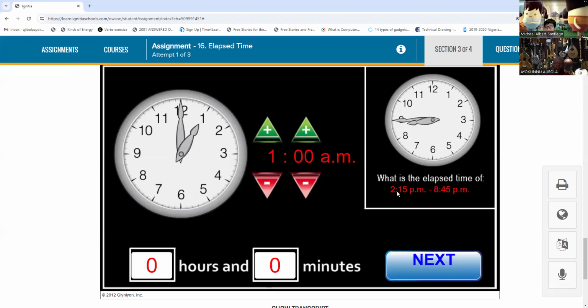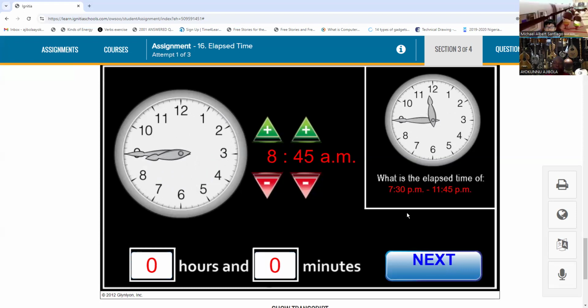The time from 2:15 to 8:45 p.m. Let's go to 2:15, then to 8:45. So 1, 2, 3, 4, 5, 6. 6 hours now. Then to 45, it's going to be 30 minutes. That's 6 hours, 30 minutes.